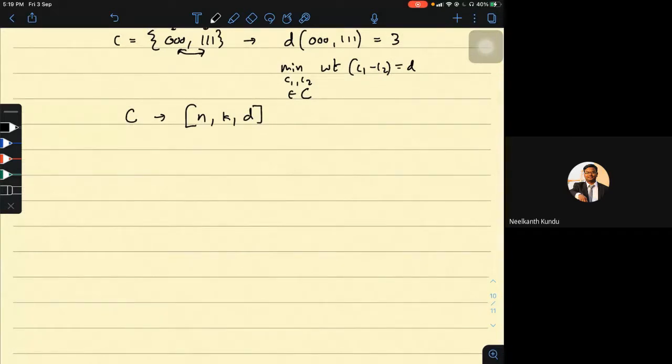So let's look at another example of this. This is an example of something called a linear code. To make this much more clear, let's look at the Hamming code.